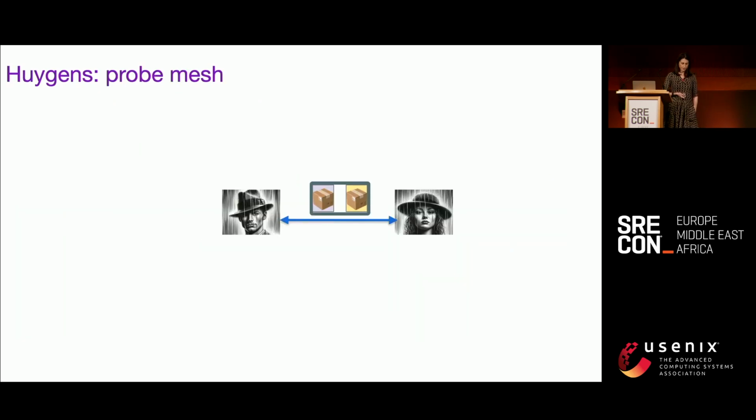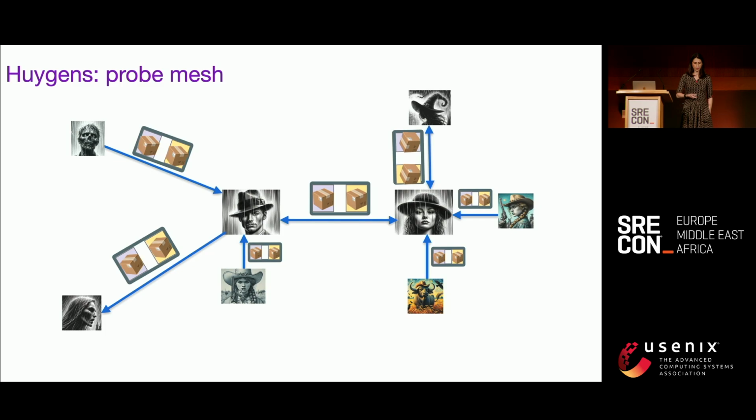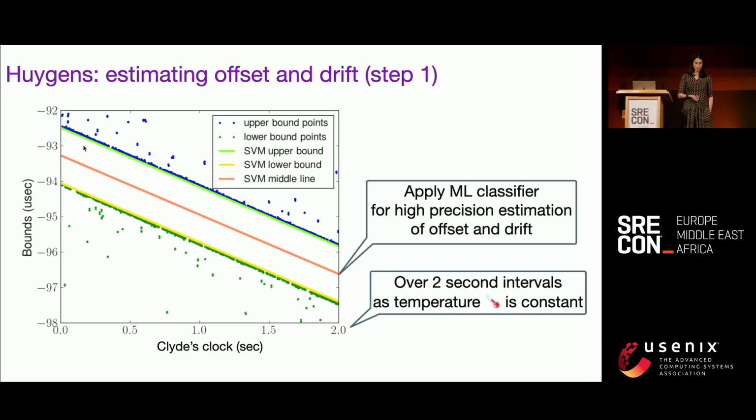Also, we not only send each other probes, but we can send probes to other neighbors. In this case, basically in Huygens, you're forming a probe mesh. You can talk to, say, 5 other nodes as well. And because temperature is a physical property and it doesn't fluctuate wildly over 2-second intervals, every 2 seconds, the nodes are going to filter out the probe data that they have from their neighbors, from the mesh. For the pure coded probes, those are the probes that didn't suffer from network delays. And they're going to estimate at a high precision, using a machine learning classifier, the offset and the drift.